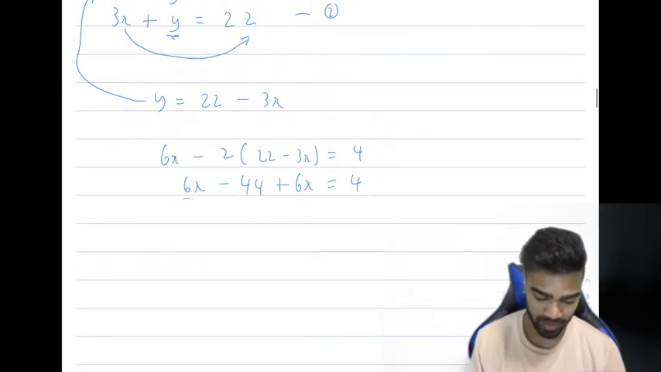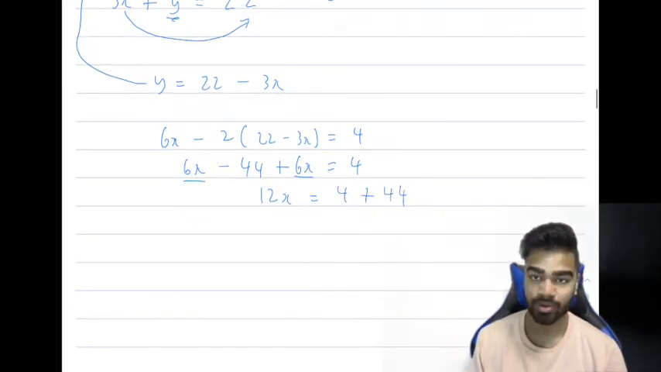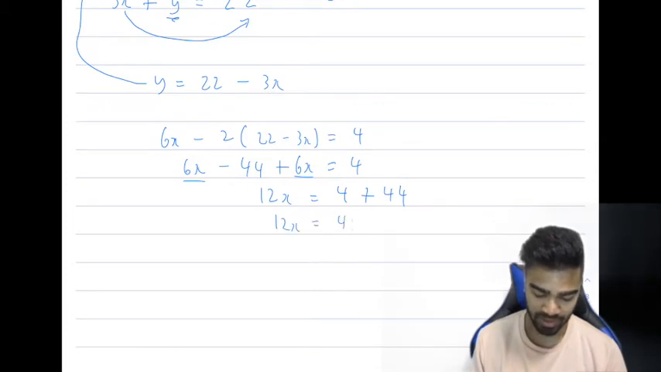Okay, let's keep going. 6x and 6x are like terms. If you add them together, you get 12x. And then I'm also going to take 44 to the other side by adding plus 44. So 12x is equal to 48. Divide both sides by 12. X is equal to 4. That's it. X is 4, your answer.